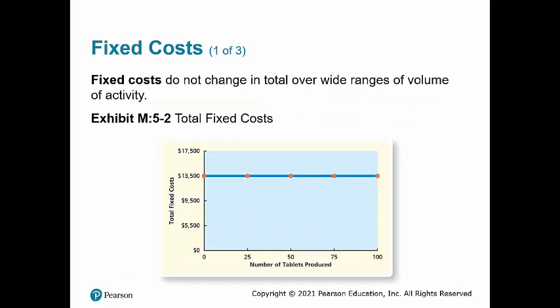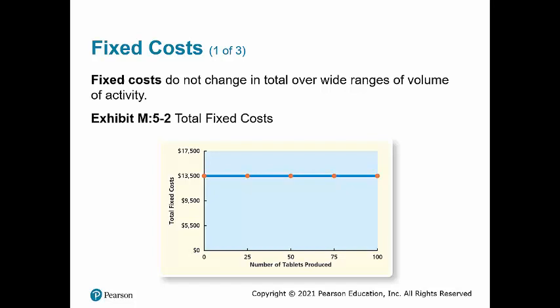In contrast to variable costs, fixed costs are costs that do not change in total over wide ranges of volume of activity. Some common fixed costs include rent, salaries, property taxes, and depreciation. This graph shows Smart Touch Learning's depreciation on the manufacturing plant and equipment. The company has these fixed costs regardless of the number of tablets produced.